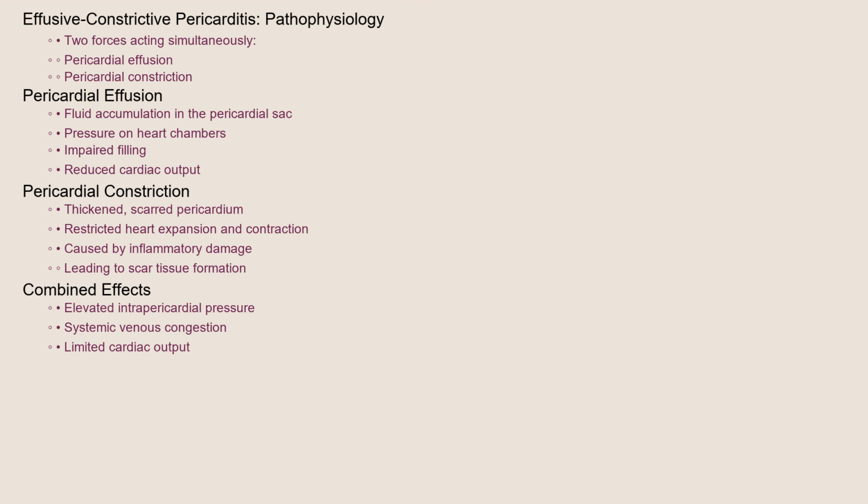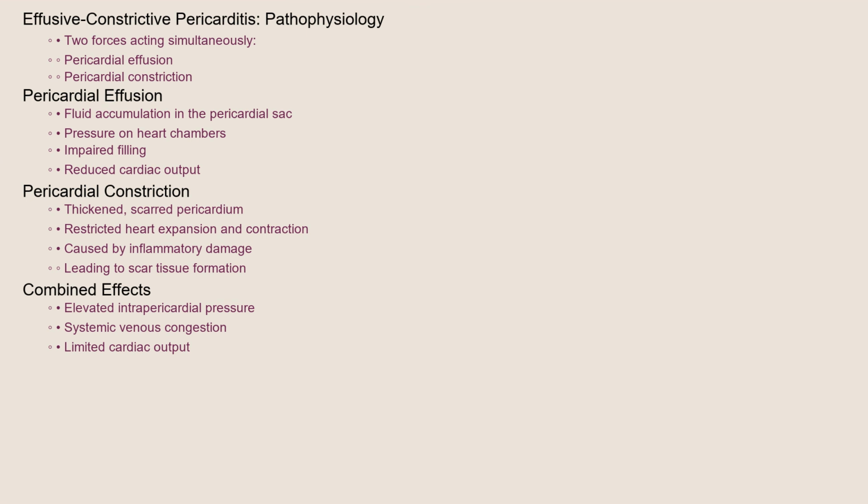The pathophysiology of effusive-constrictive pericarditis is a tale of two forces acting simultaneously. First, fluid accumulates within the pericardial sac, the membrane surrounding the heart, leading to pericardial effusion. This fluid buildup exerts pressure on the heart chambers, impairing their ability to fill properly and reducing cardiac output. Simultaneously, the pericardium becomes thickened, scarred, and constrictive, further restricting the heart's ability to expand and contract effectively.